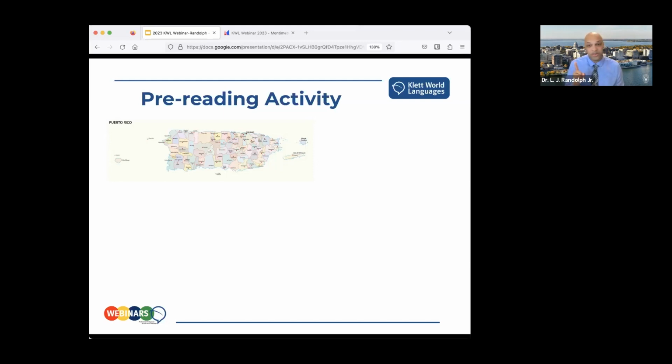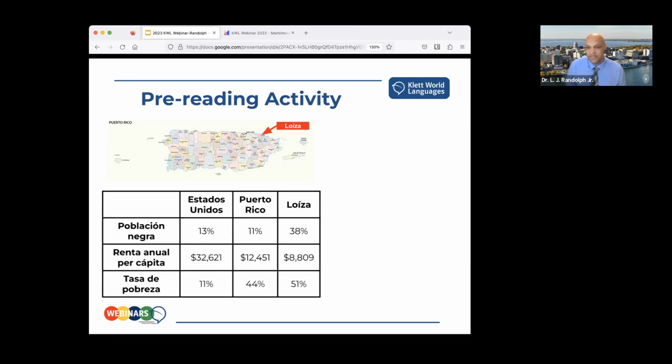No, we talk about one community. And I'll tell you why. We talk about the community of Loíza. Why? Look, Loíza does not look like the rest of Puerto Rico. Puerto Rico is a very diverse country. Look at the poverty rate. Look at the Black population. Look at the annual salary there. Like, Loíza is different.